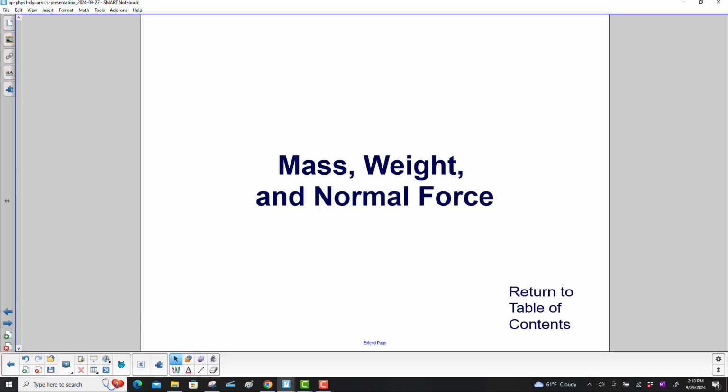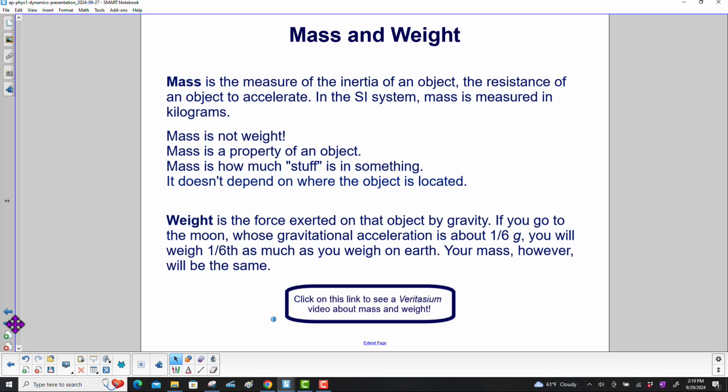Mass, weight, and normal force. Mass is the measure of the inertia of an object, the resistance of an object to accelerate. In the SI system, mass is measured in kilograms. Mass is not weight. It is a property of an object.